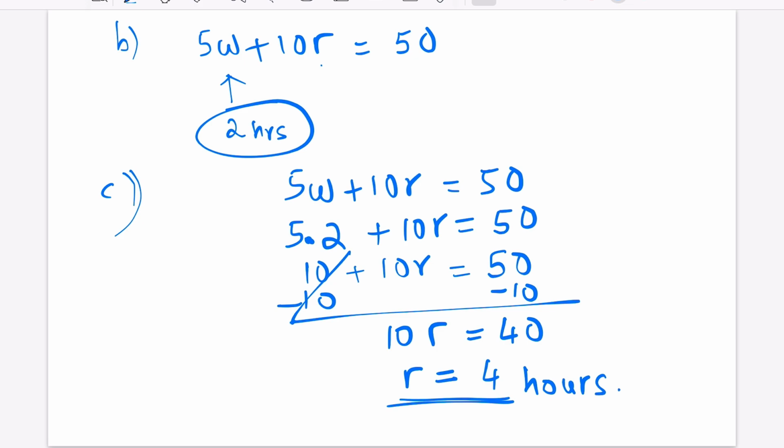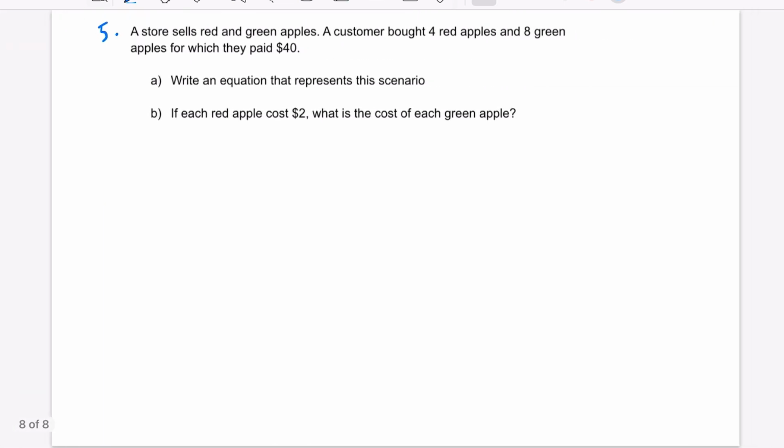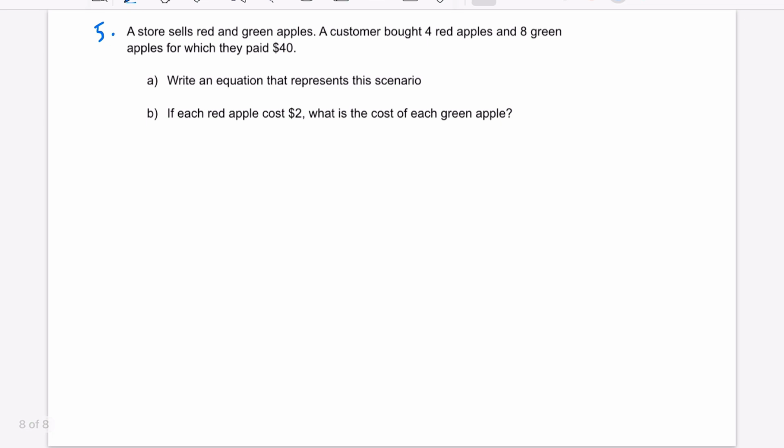4 hours. So essentially in this linear equation with two variables W and R, they have given you W and they asked you to solve for R, and they can do the other way around. They can provide you with the value of R and ask you to find the value of W. All right. Okay, so let's go to this problem.